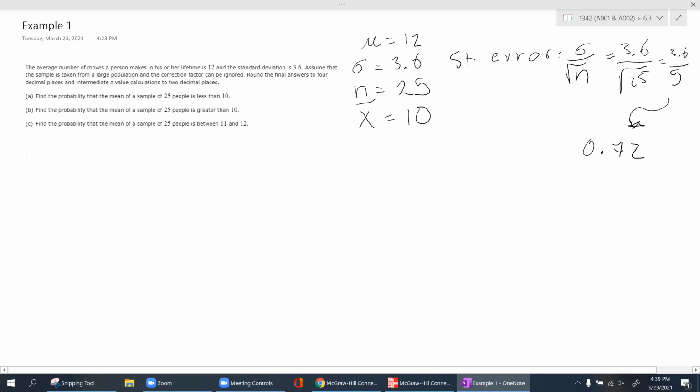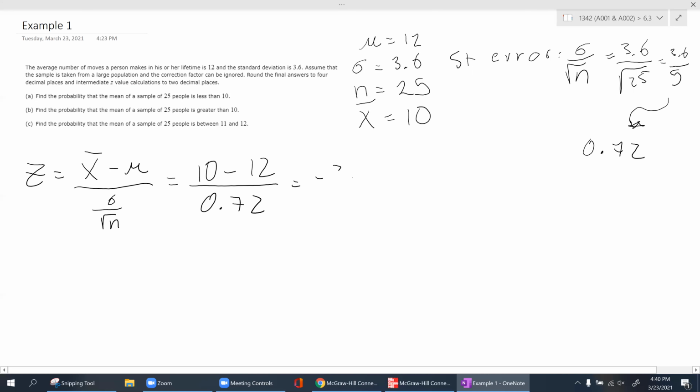So in other words, z is equal to x bar minus mu over sigma over root n. This is going to be 10 minus 12 over 0.72, which is negative 2 divided by 0.72. I get here my z value is going to be negative 2.78. My z value is negative 2.78.